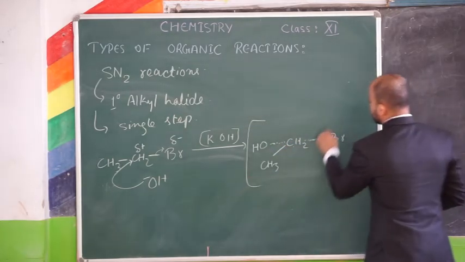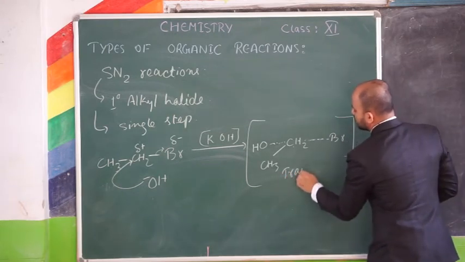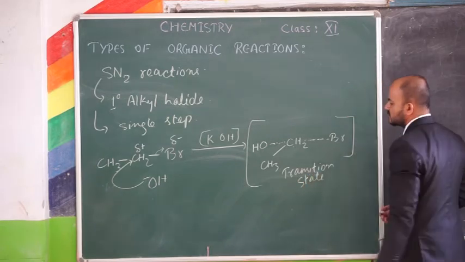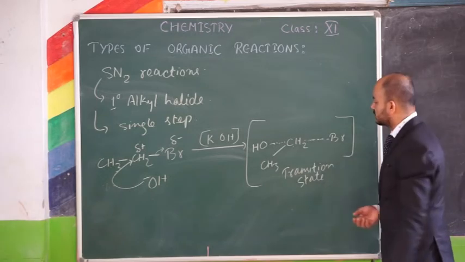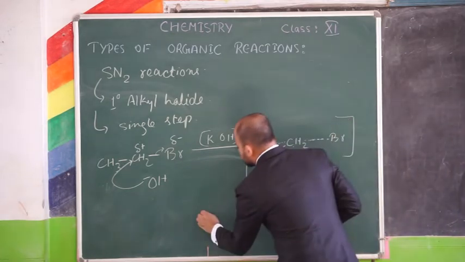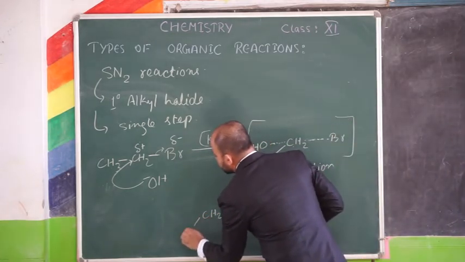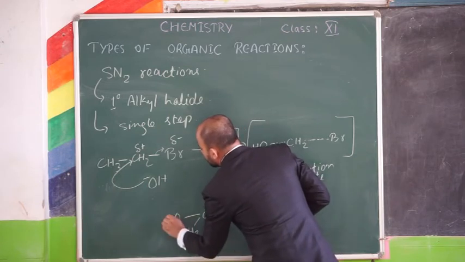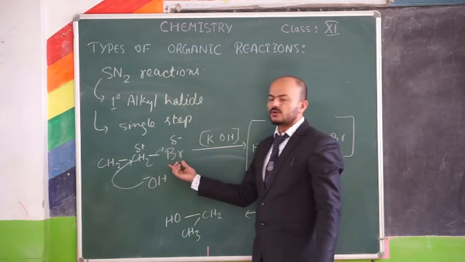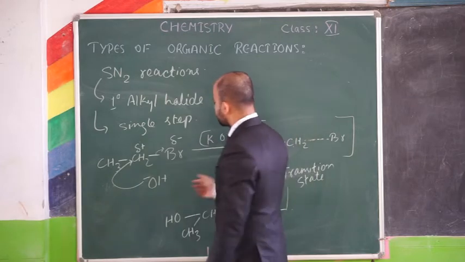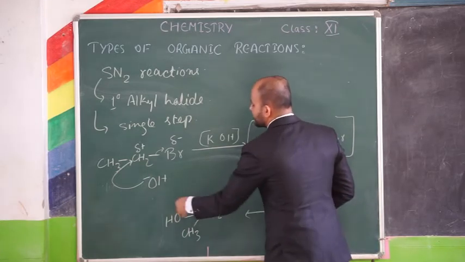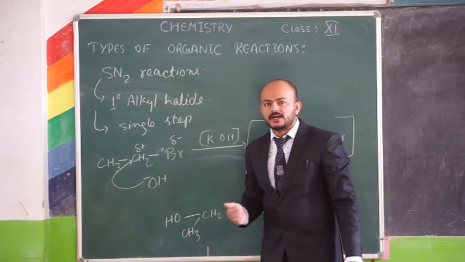Now this state is known as what? Transition state. I already talked about the difference between intermediate and transition state. Transition states cannot be isolated. Then once this reaction takes place, what is the product obtained? You get CH3CH2OH. Here you can see that your Br was present on the right hand side. Now the incoming nucleophile has come on the other side, that is 180 degrees to the other side of Br.